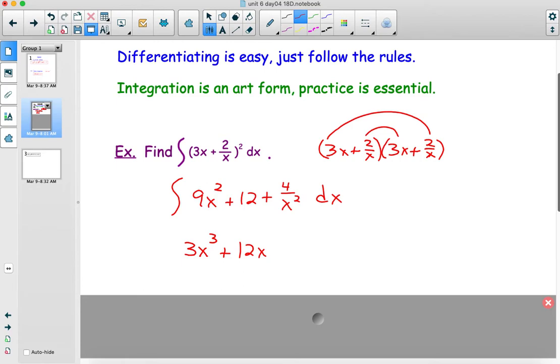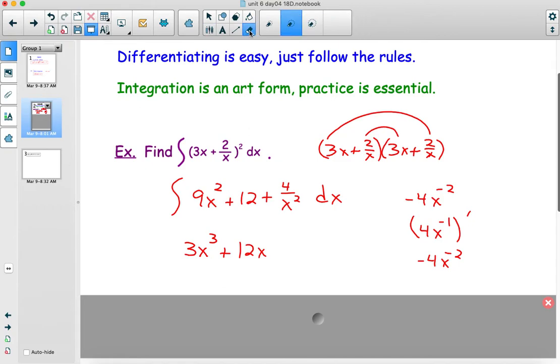And then the last one, let's think of it as 4x to the negative second power. So I'm going to add 1 to the exponent, which would make it 4x to the negative first power. And when I differentiate this to check, this derivative would be negative 4x to the negative second power. That's close, but I don't want the negative. So if I had a negative here, then those negatives would cancel out. So we're going to say minus 4x to the negative first, or just minus 4 over x.